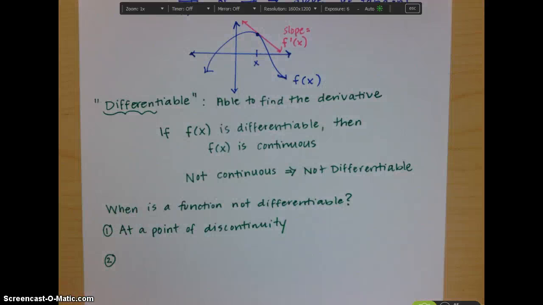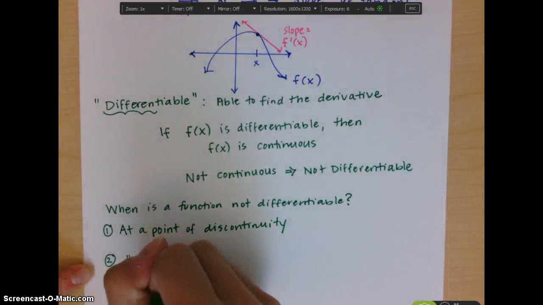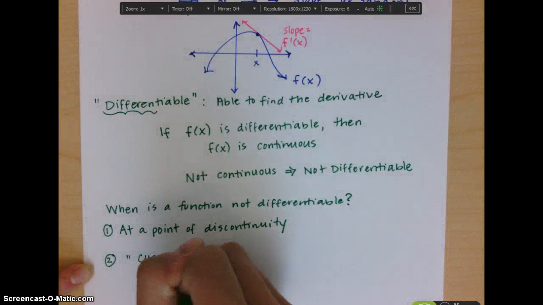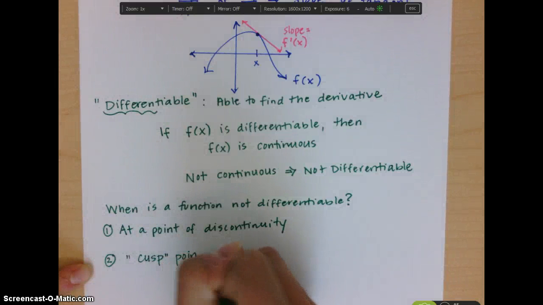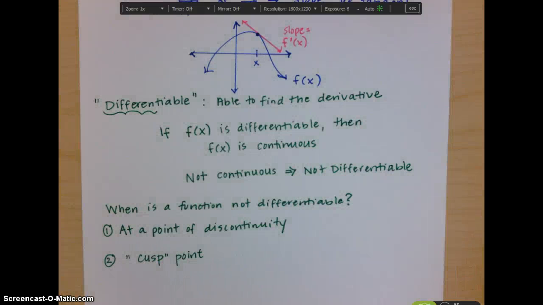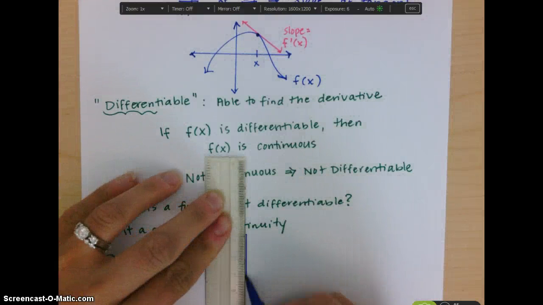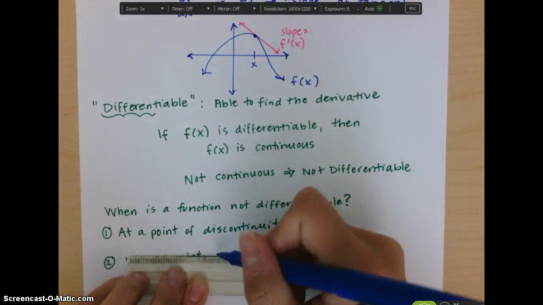The second situation that we might run into where we would not be able to find the derivative at a point is if we have what's called a cusp point. And this isn't something that's come up so far in our calculus work. So let me illustrate to you what it means to be a cusp point. Let me quickly draw a graph here.